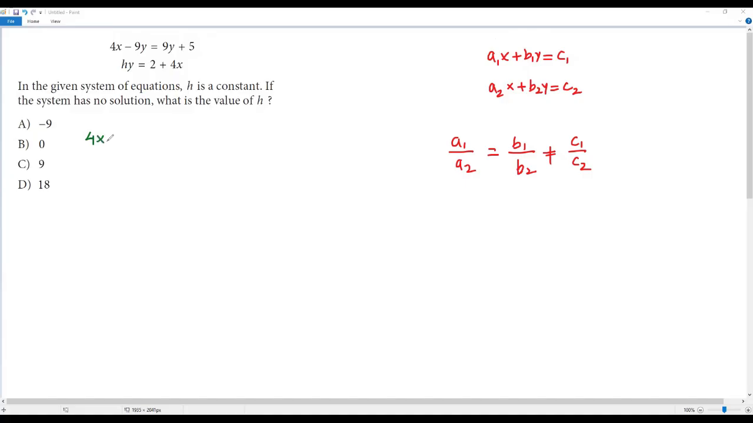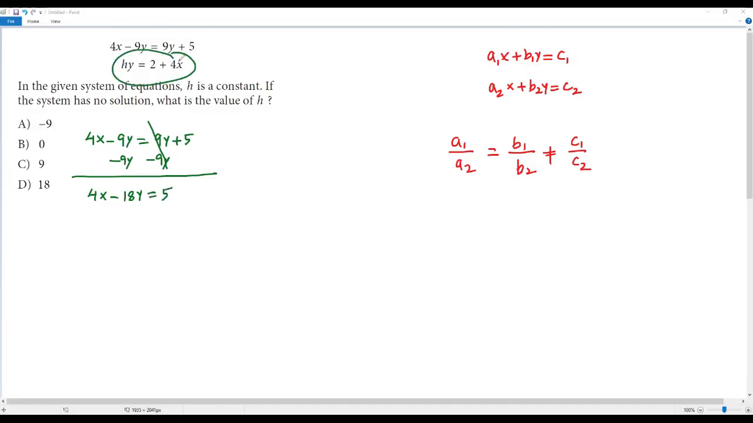Let me take the first equation as it is, that is 4x - 9y = 9y + 5. Now to get this one in standard form, we have to get rid of the y term on the right side of the equation. For that, we have to subtract 9y from both sides of the equation. This +9y, -9y will cancel out. I am getting 4x - 18y = 5. Now I got the first equation in standard form.